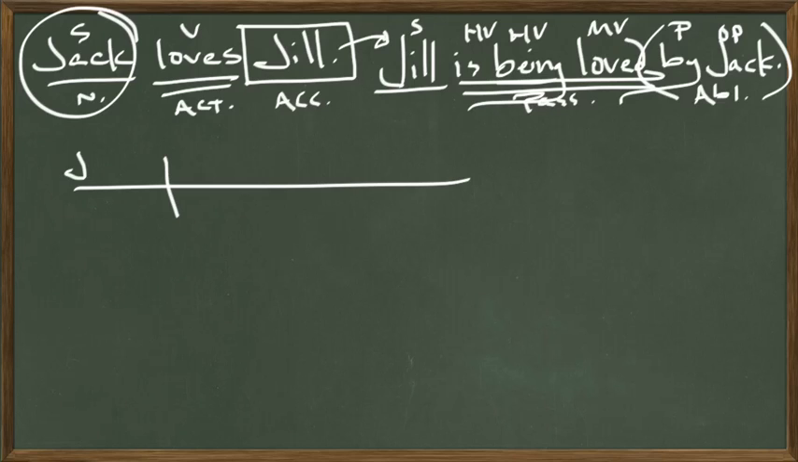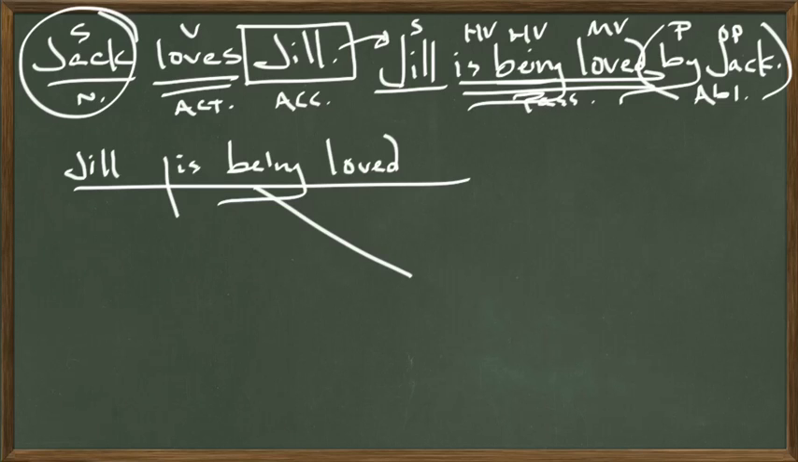To diagram it, we say Jill is being loved. The entire verb phrase goes on that line there, by Jack. Jill is being loved by Jack.